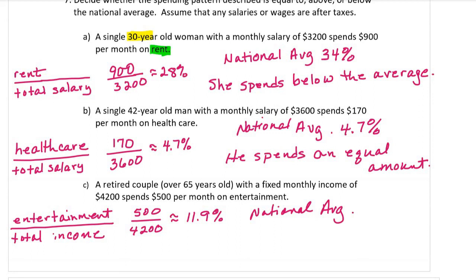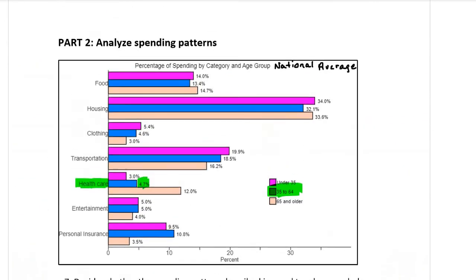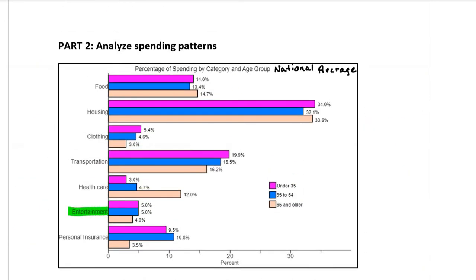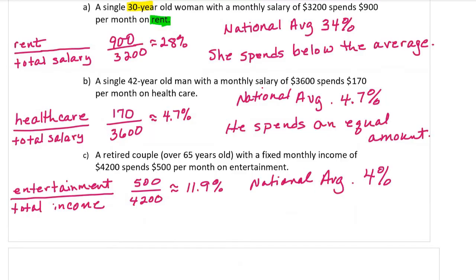Now the next thing that we need to do is to find the national average. So we're looking at the category of entertainment, which is this category near the bottom, and the couple that we're looking at is in this lower age group of 65 and older, so this peach bar. So the national average is 4%. Now this couple has 11.9% of their monthly salary going toward entertainment, so they have more of their salary going toward entertainment than most of the people in their age group. They are above the national average.